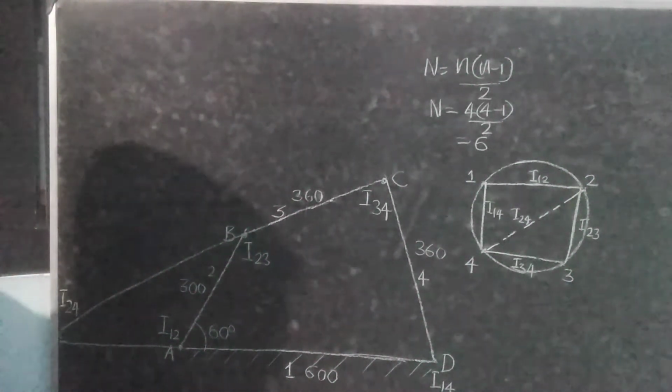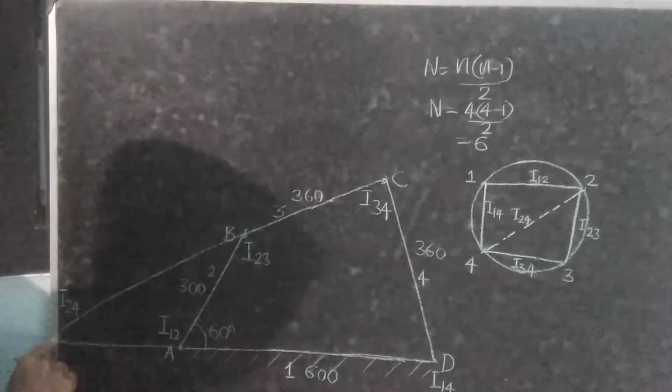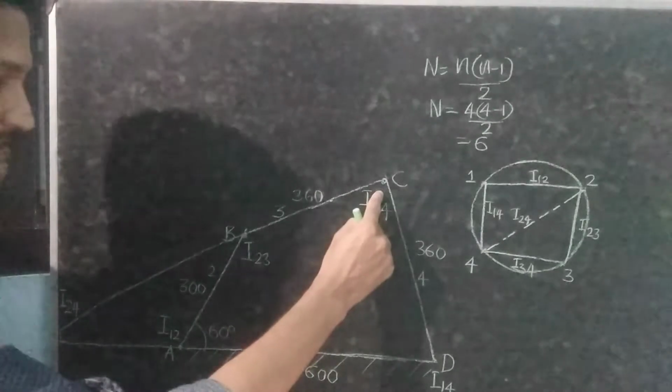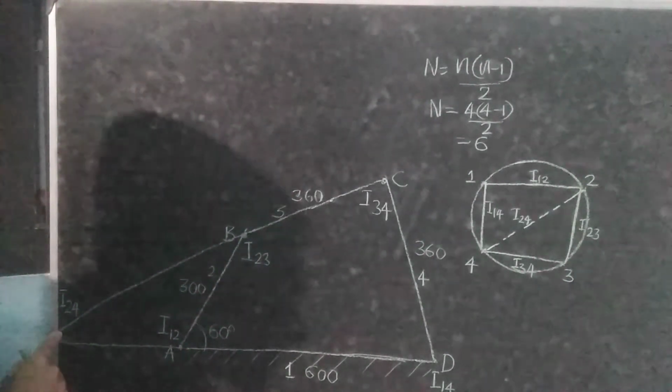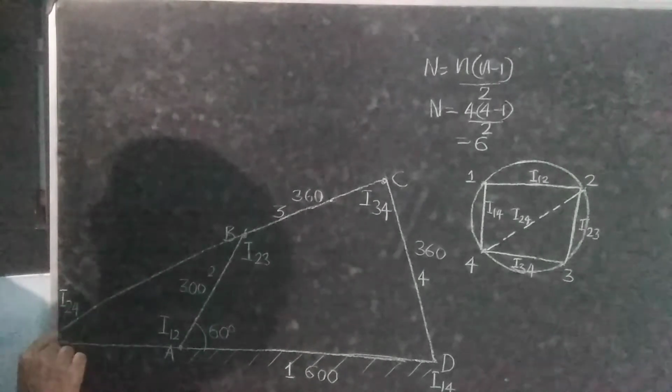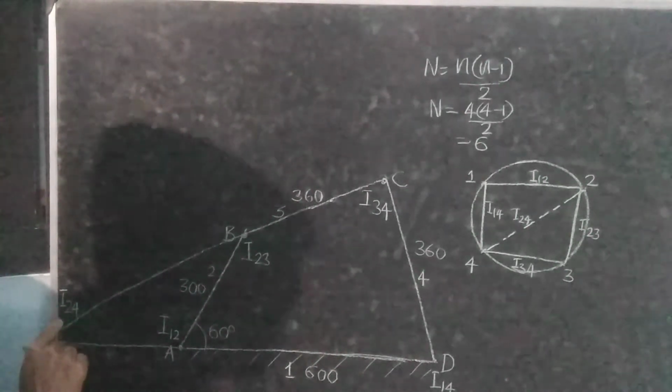I14, I12 and I24 must be on a straight line. Similarly, I34, I23 and I24 must be on a straight line. Then we can easily find out this instantaneous center I24.